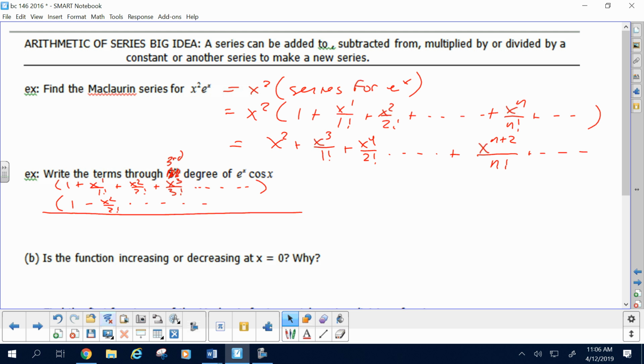Now I'm going to multiply. I'm going to multiply 1 times each of these guys until I get to the third degree. When I do that, I get 1 plus x to the first over 1 factorial plus x squared over 2 factorial plus x cubed over 3 factorial. And I would keep getting factors, but that's all. Now I'm going to multiply the next term over in the cosine times each of these.